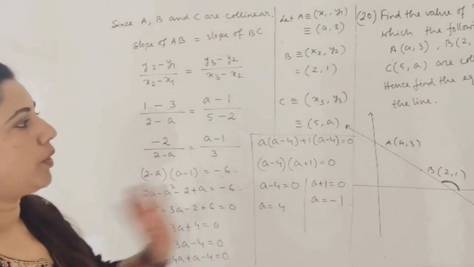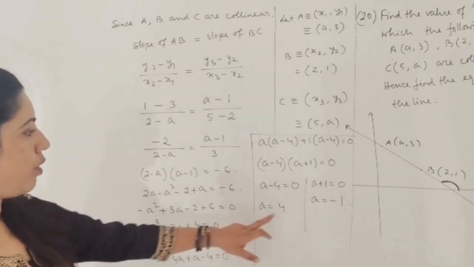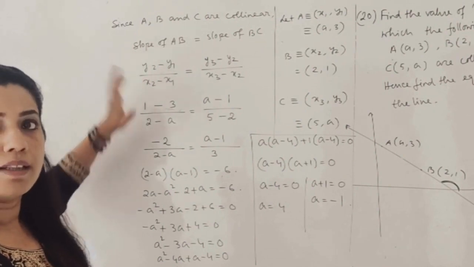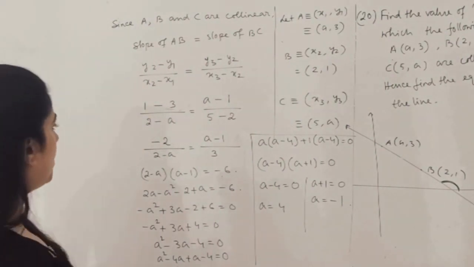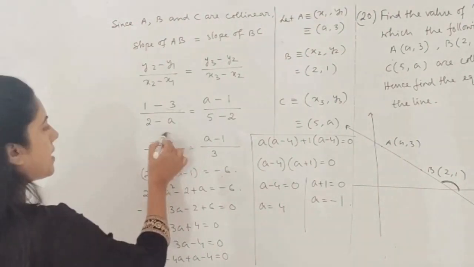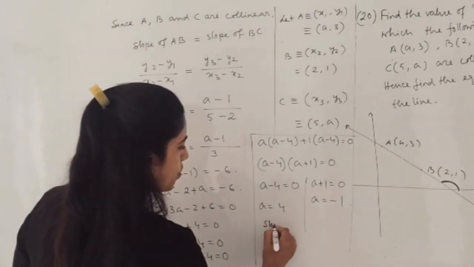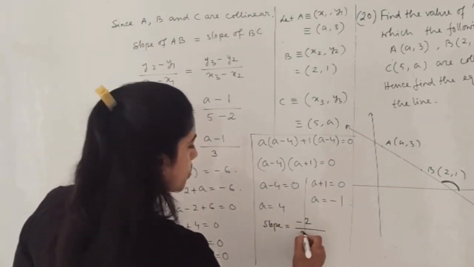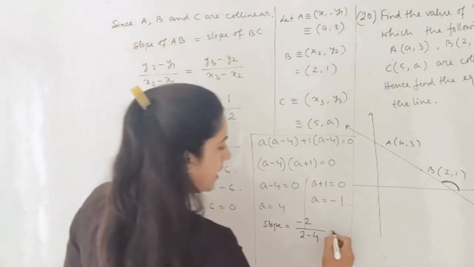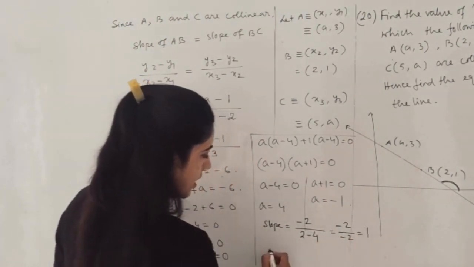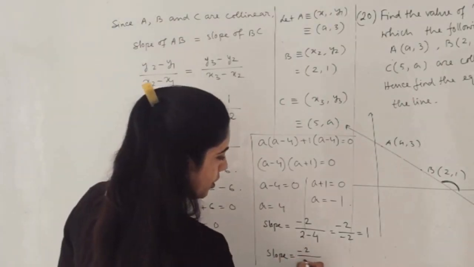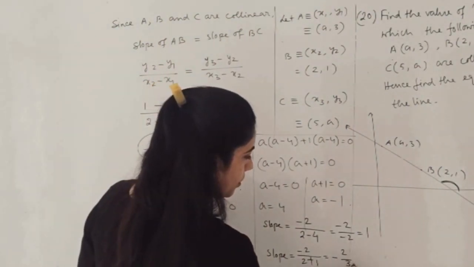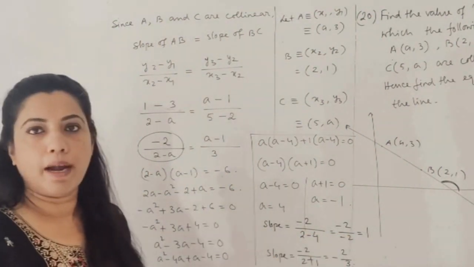Now we have to find out the equation of the line. So along with the value of a, we can find out the equation of the line. Let us find out the slope of the line first and then the equation of the line. If I put the value of a over here, this part is giving me the slope of the line. So slope is equal to minus 2 divided by 2 minus a. If I take a as 4, then it is minus 2 upon minus 2, that is 1. And if I put a as minus 1, that will give you minus 2 upon 3. So either the slope is 1 or minus 2 upon 3.